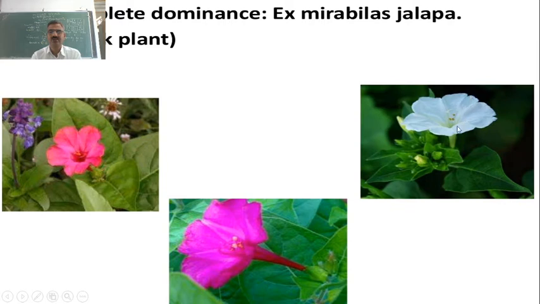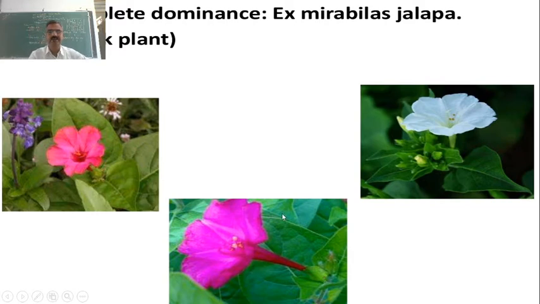This one is, what is the color? White. White, then pink, dark pink. You have got pink flower in this case. So that you can write here: red crossed with white gave us pink color.